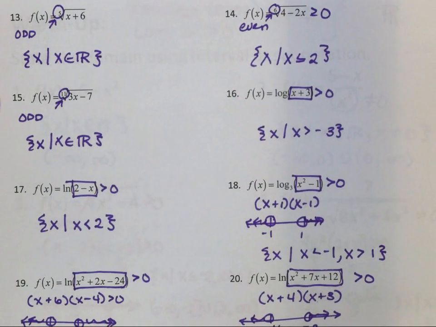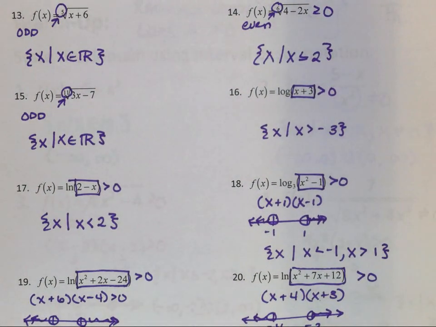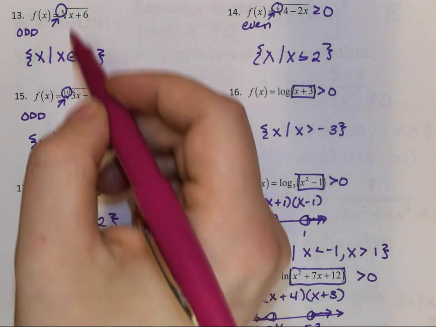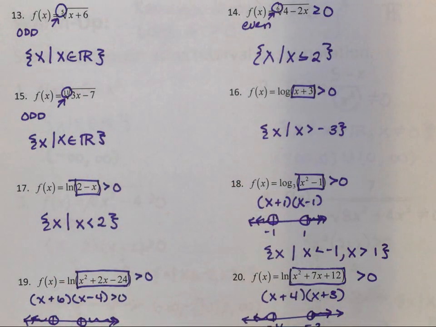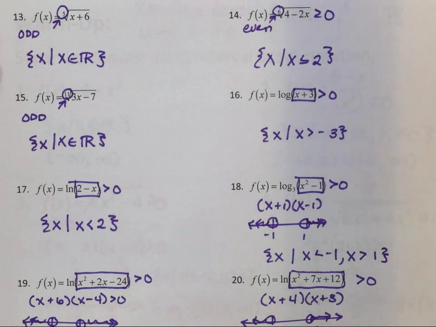All right, so now let's look at the other side, the rest of our answers. And again, I tried to point out for you guys that if it is an odd root, you have no restrictions. You have no restrictions today.